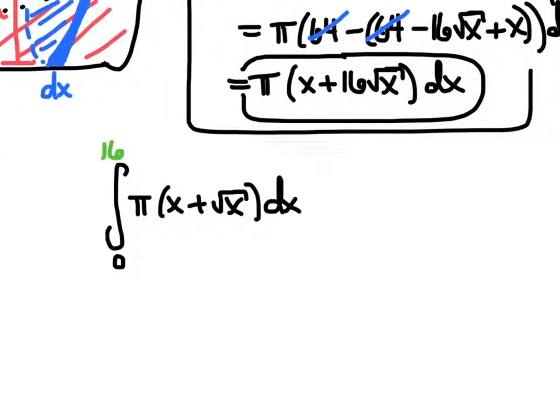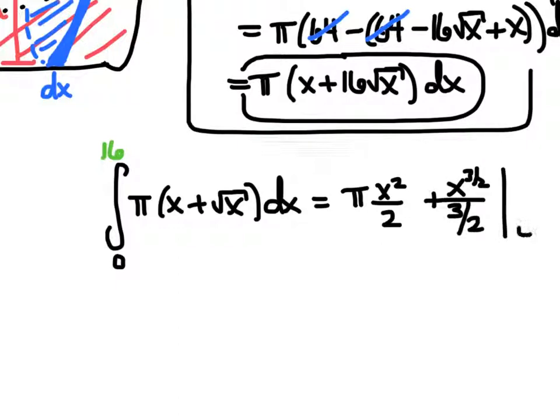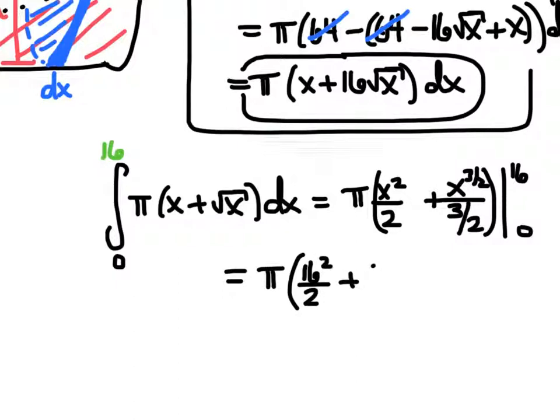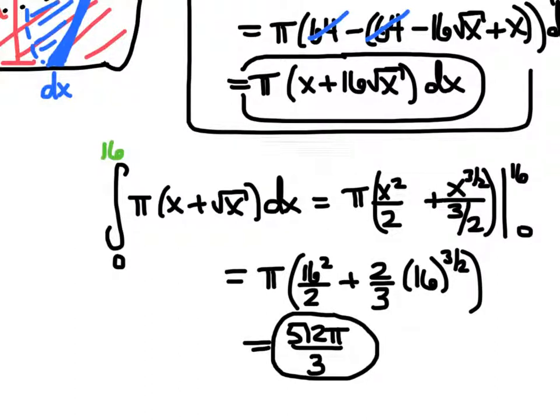And then it's just basic calculus from here. You're going to take an integral. We'll get x squared over 2 plus x to the 3/2 over 3/2, and we're going to plug in 0 to 16, and of course there are parentheses around this whole bunch here. When we do that, we'll get pi times 16 squared over 2 plus 2/3 times 16 to the 3/2. I'm going to simplify this for a second. We arrive at the final answer of 512 pi over 3, and again that represents the volume.